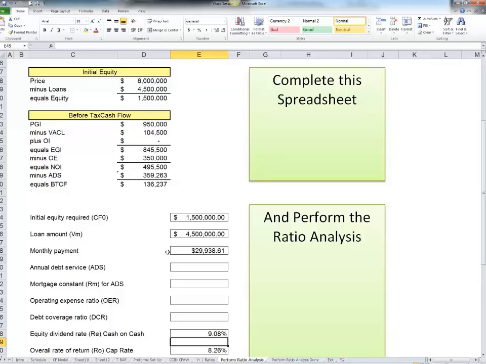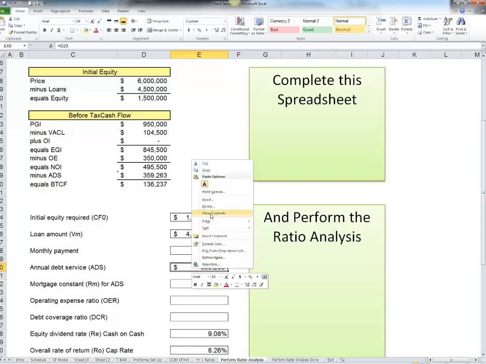Okay, so now our annual debt service. You know what let's do here? We know what it is. We know it's $359,263. And so we could just say, okay, it equals that. And there it is, $359,263. But you know what let's do? Let's get rid of that.